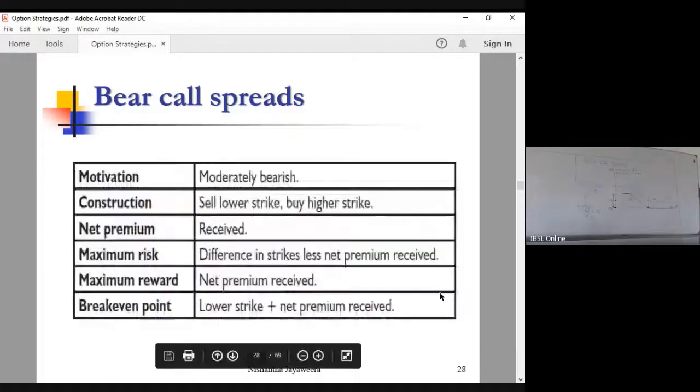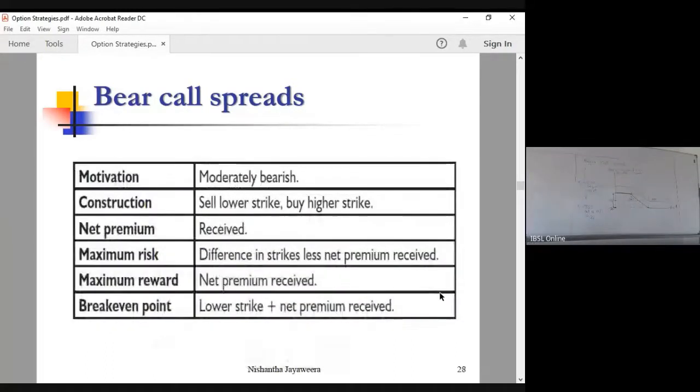So again, in summary, the bear call spread motivation is moderately bearish. That means the price will go down, but only up to a certain level. Then what to do with call options? Sell a lower strike call and buy a higher strike call. Then you will receive the net premium. The maximum risk is the difference between strikes minus the premium received. The maximum reward would be the net premium that you receive. The break-even point is the lower strike plus the net premium that you receive.